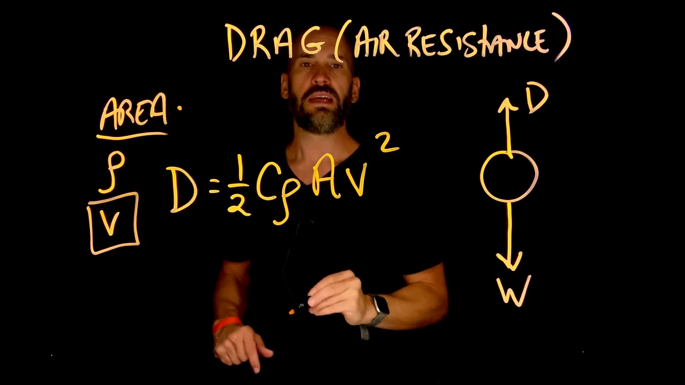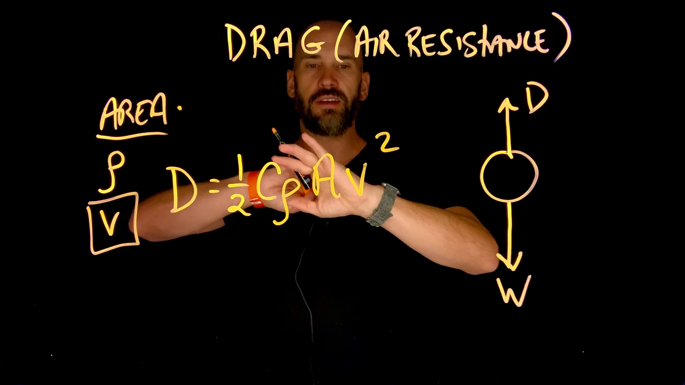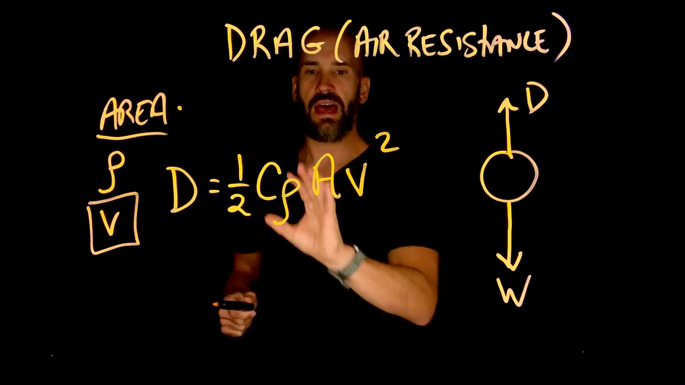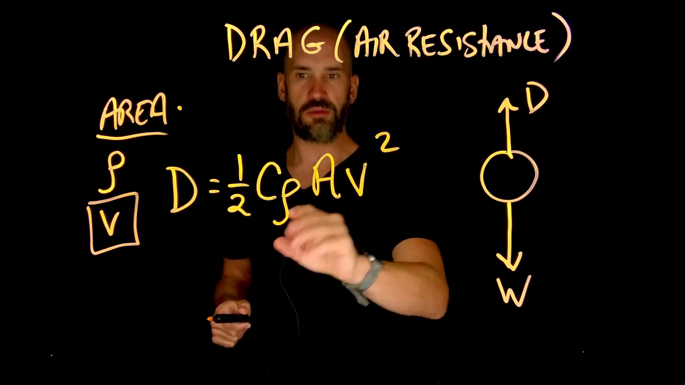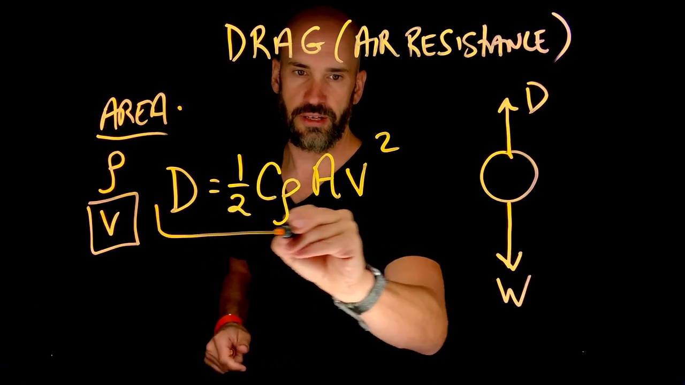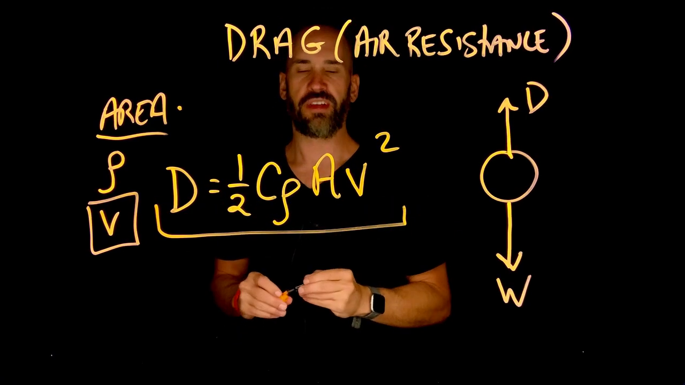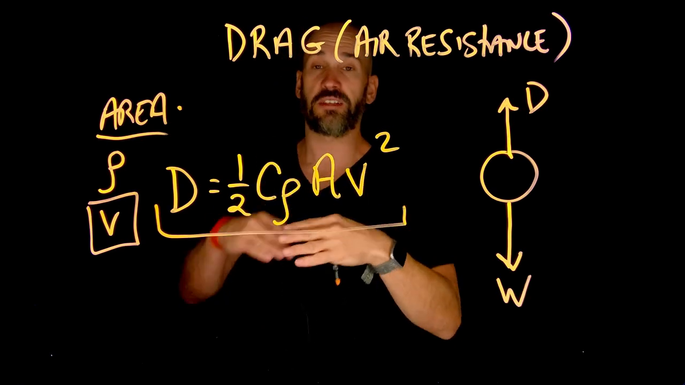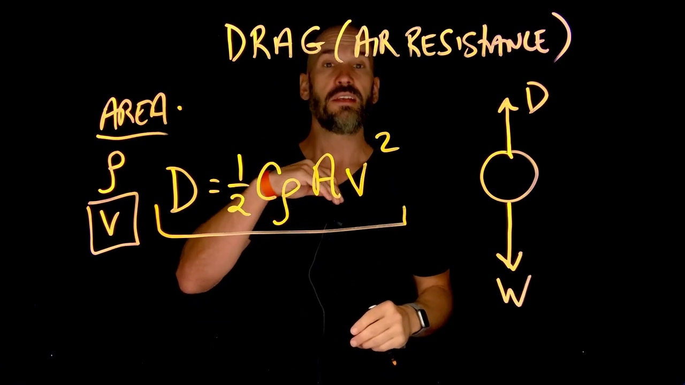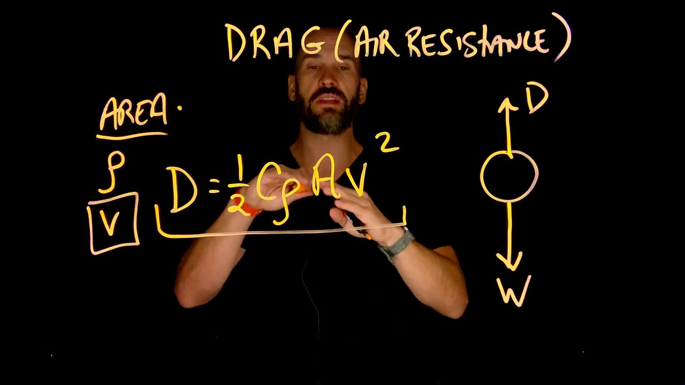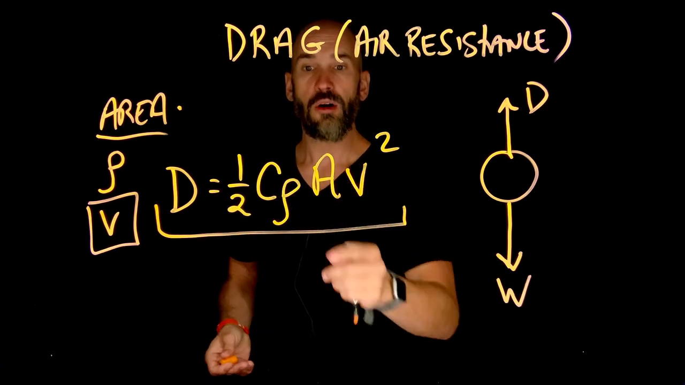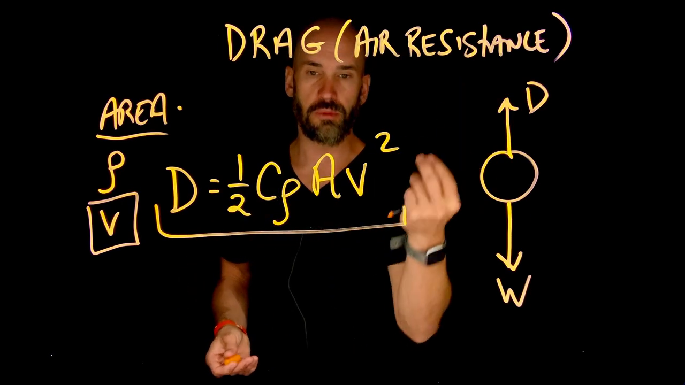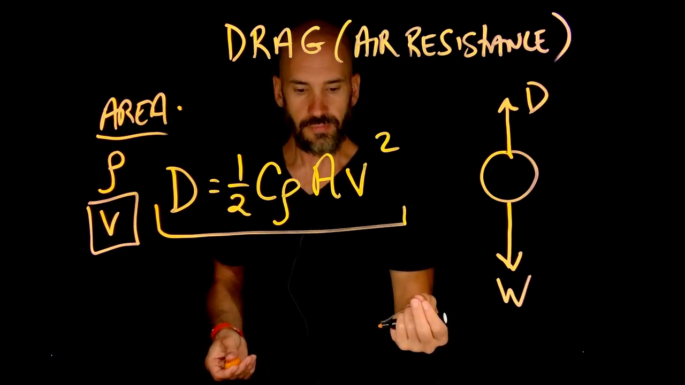So the best approximation that we have for calculating the drag force on an object is this equation right here. Once again, I'll say it again. This is C, the coefficient of drag, and this is something that's experimentally determined, and you would either be solving for it or it's something that would be given to you in a problem. Rho is the density of the material that you're moving through, in this case, air.